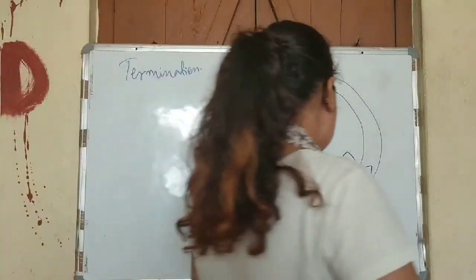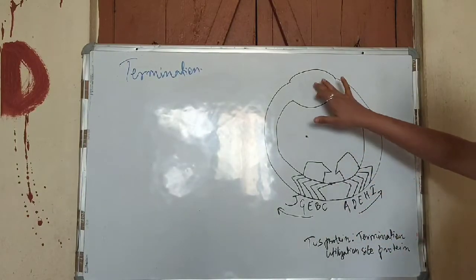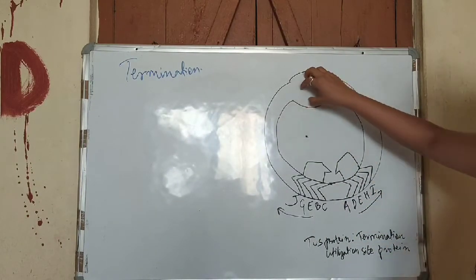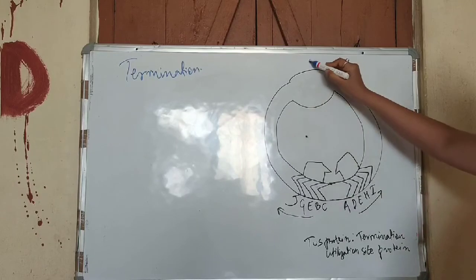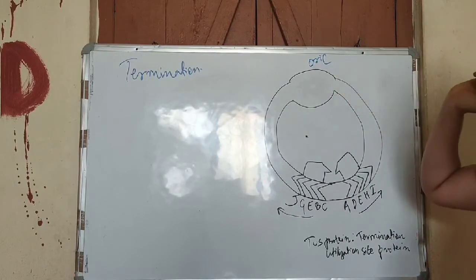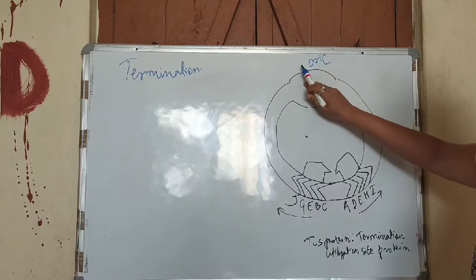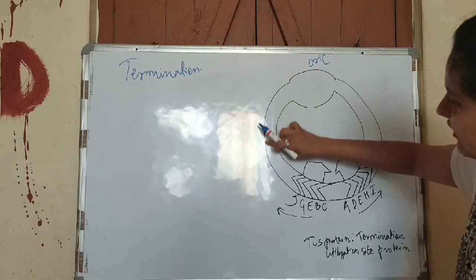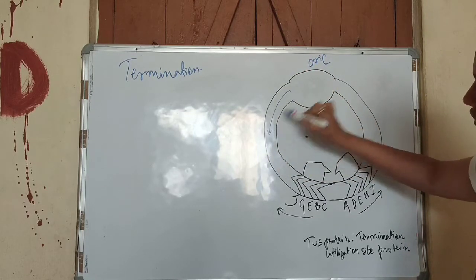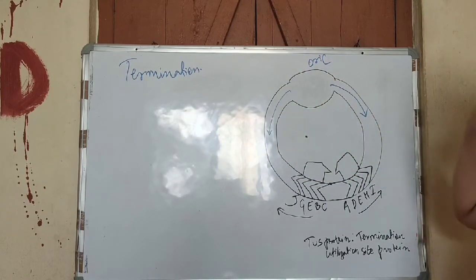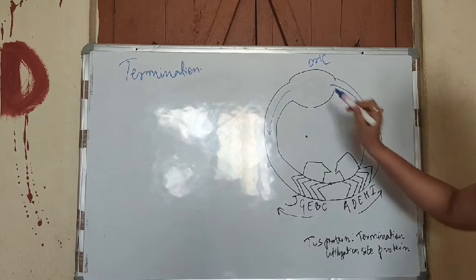So, what happens is the replication fork in the oriC, this is oriC, that is origin of replication. The replication fork will be started, the replication bubble will be formed here, and the synthesis will take place from both the sides of the replication fork, from this direction also and from this direction also, right?